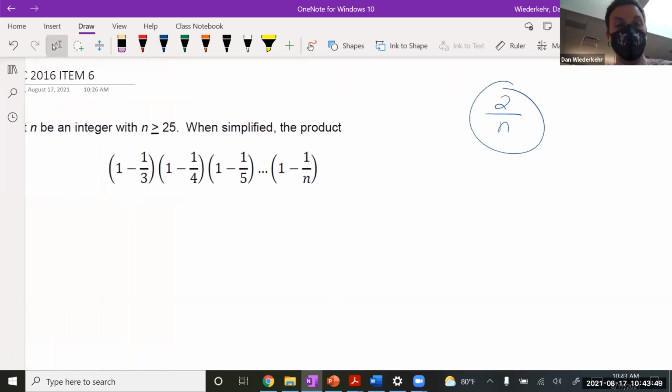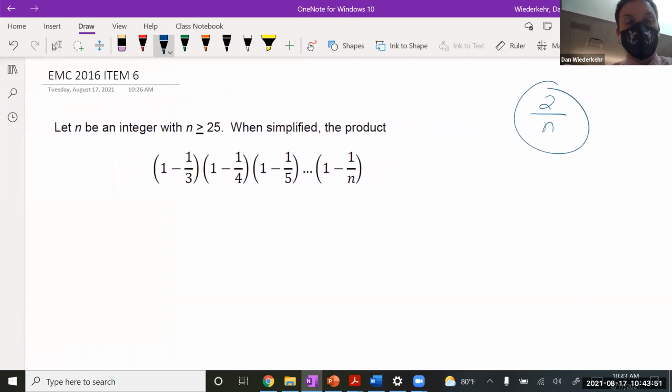When simplified, the product is 1 minus a third times 1 minus a fourth times 1 minus a fifth times etc. times 1 over n. Okay? And that might look a little daunting at first, but if you start by simplifying these parentheses, which we can do, right? 1 minus a third is 2/3, 1 minus a fourth is 3/4, 1 minus a fifth is 4/5, etc., etc., etc.